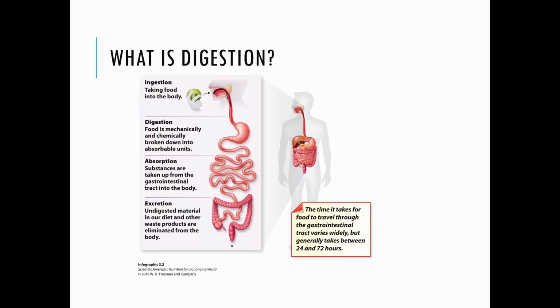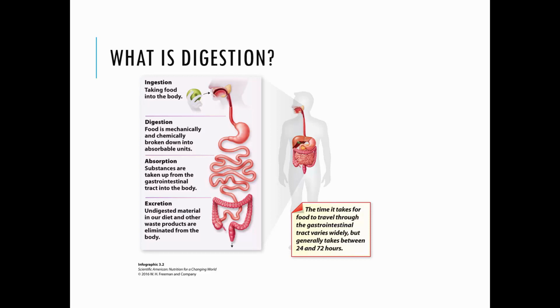There are actually four words that we look at here. Ingestion is eating, so taking food into the body. Digestion is mechanically and chemically breaking down food into absorbable units that are small enough for us to absorb. Absorption is actually taking in the food from the GI tract into the body, absorbing the nutrients into our body for our use. And then excretion is any undigested material in our diet and other waste being eliminated through the body. Those are our four words that we'll talk about in terms of digestion here.